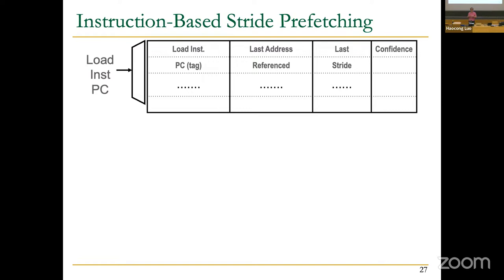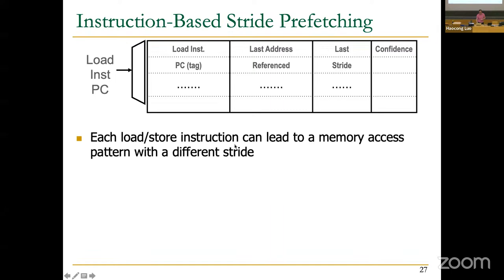Are the memory addresses generated by a single program counter? Then you're instruction based. Basically, this load instruction generated address A, A plus 10, A plus 20, A plus 30. This is an example. You keep track of the stride on a per program counter basis. Each load or store instruction can lead to a memory access pattern with a different stride. That's the upside. You can detect different strides based on the load instruction.